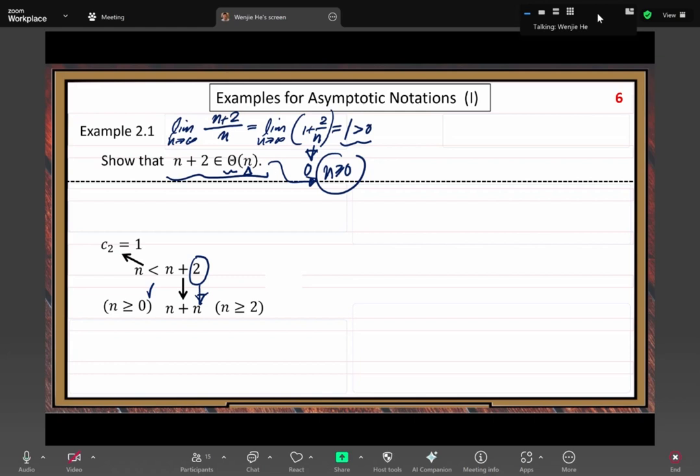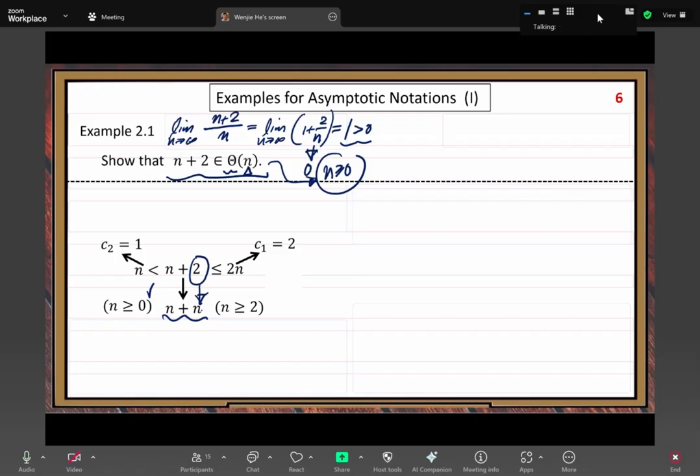Okay, so n plus n, 2n, that is the upper bound. Since n plus 2 is less than or equal to 2n, with 2 a positive constant, it corresponds to C1. So we choose C1 equals 2. So we find both the upper bound and the lower bound.